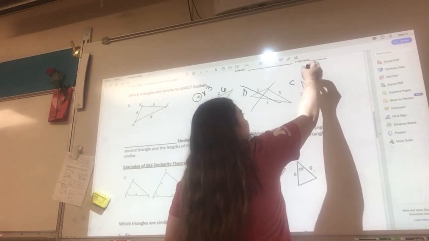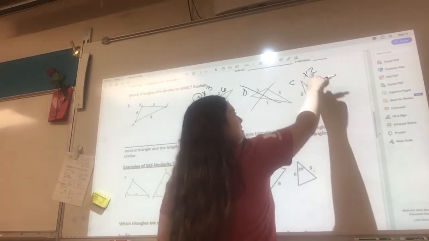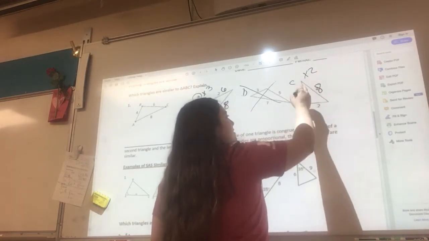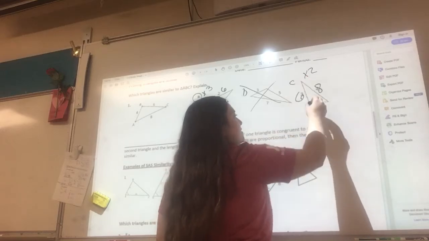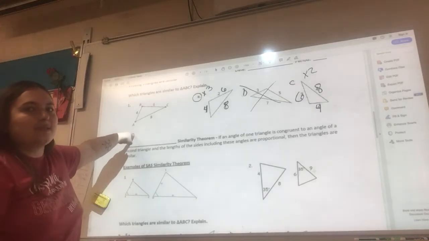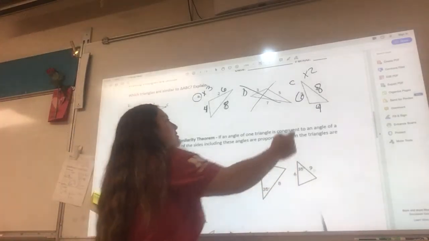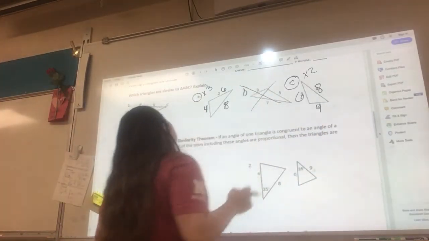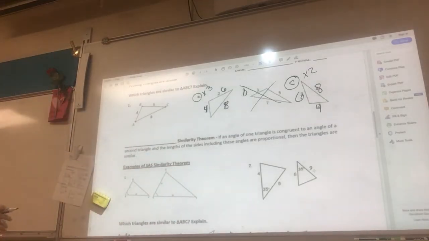Let's see if I can multiply by 2. So when I multiply by 2, 4 times 2 is 8, 3 times 2 is 6, and 2 times 2 is 4. And does 8, 6, and 4 match that 8, 6, and 4? Yes, it does. So therefore, C is also a similar triangle.